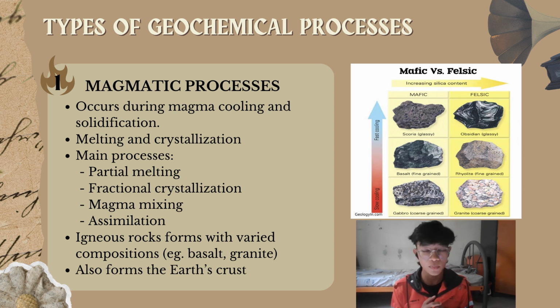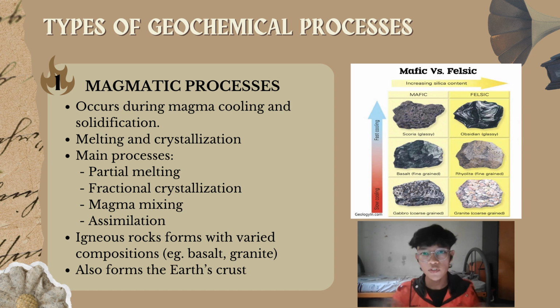These rocks don't just form underground, they also make up a big part of Earth's crust. Understanding these processes helps us understand how the planet's surface was built. In summary, igneous rock processes are key to the Earth's geochemical system. They help us explain both the structure of the crust and the diversity of rocks we see around us. You can refer to the image above, where a rock becomes more glassy when it is cooled faster, and it is classified as felsic when the silica content increases.